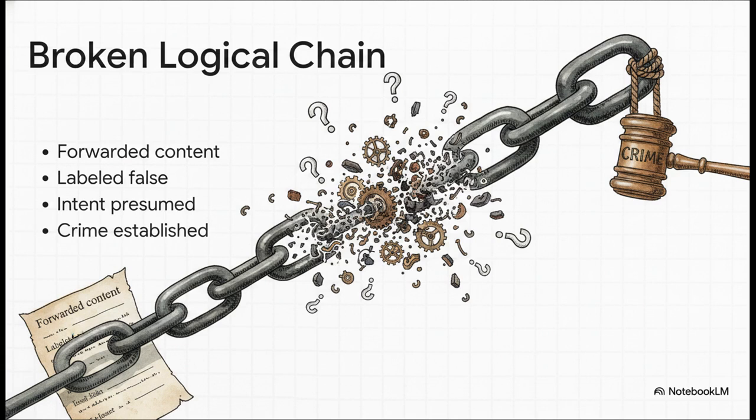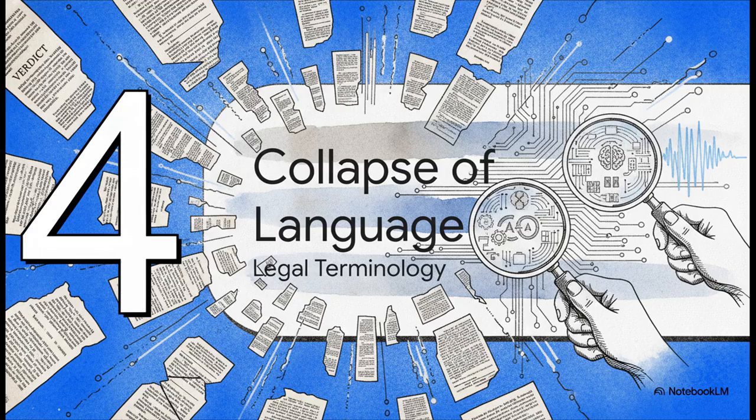Then it presumes intent based on education. And finally, it declares a severe disruption of public order without any causal link or data. The AI reveals that the conclusion of a crime simply does not logically follow from the basic premise of just forwarding a message. All right, part 4, the collapse of legal language.